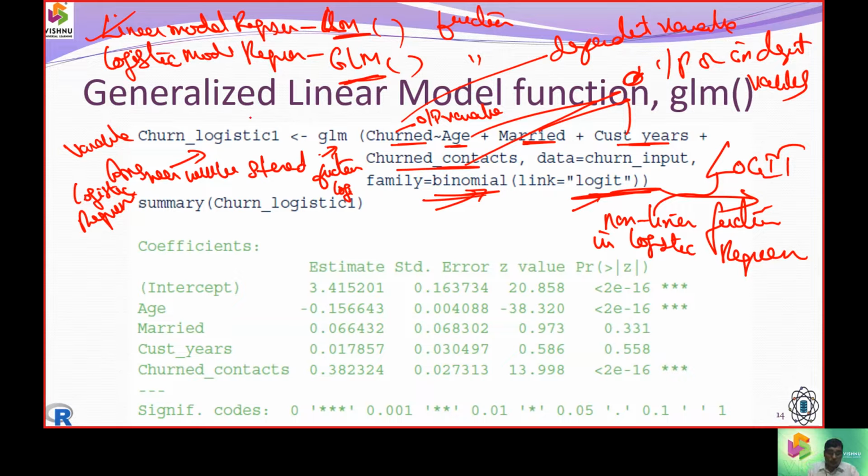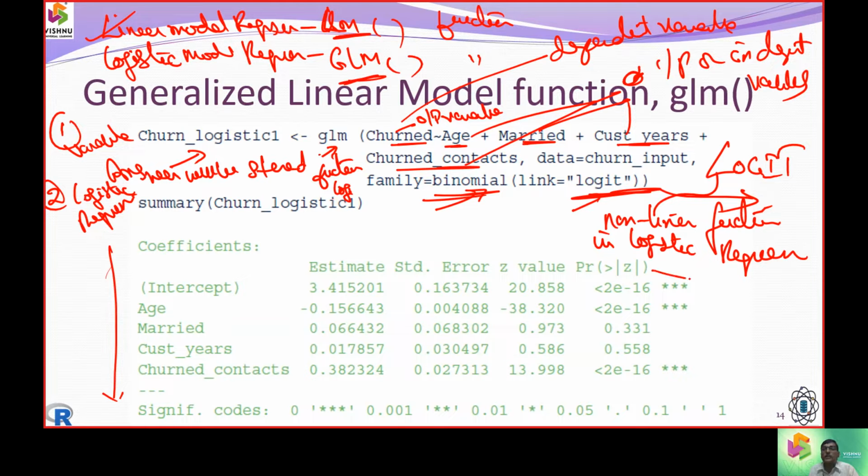Now you do this step 1. Next we are going to build a summary of it. Now the answer is going to display as follows. Fine. Now let us analyze the answer.